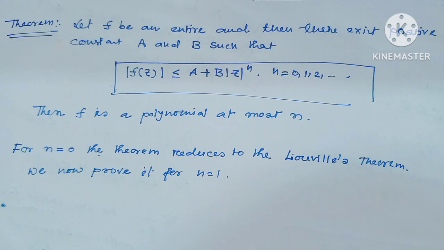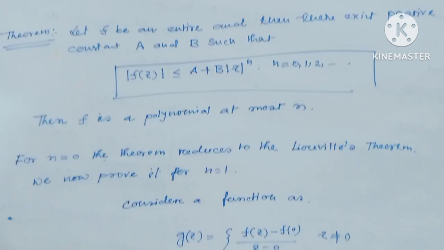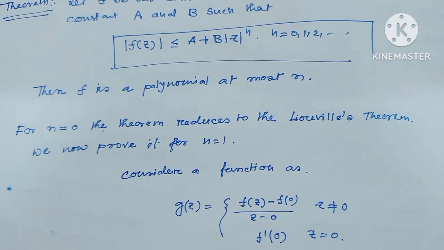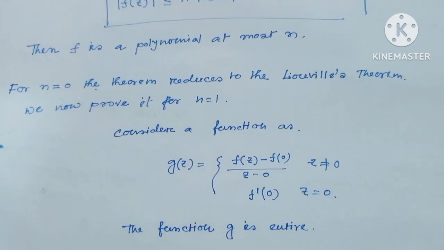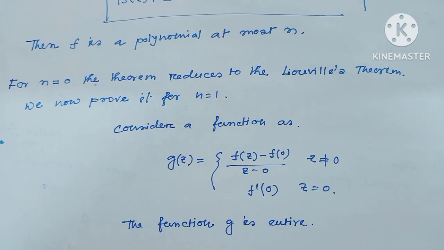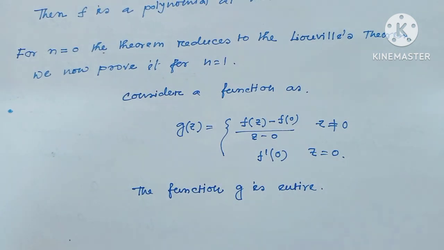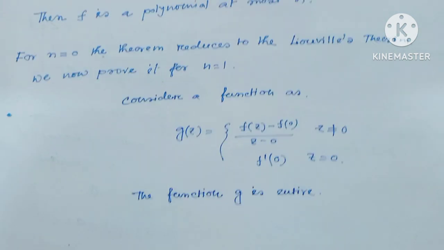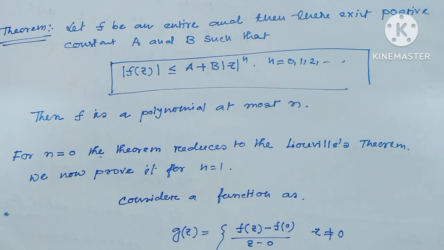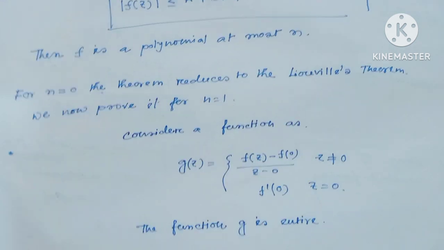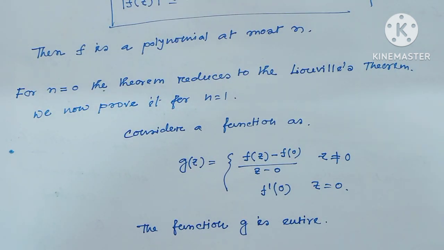Now I will prove it for n equal to 1. Consider a function g(z) equal to (f(z) minus f(0)) over (z minus 0). This is for all z not equal to 0, and g(0) equals f prime of 0. Notice, since f is an entire function and z is also an entire function, their division is also entire.